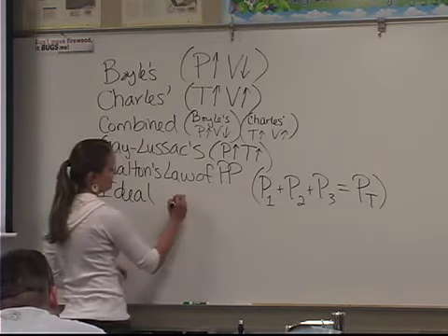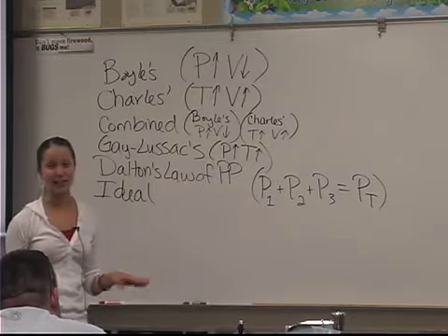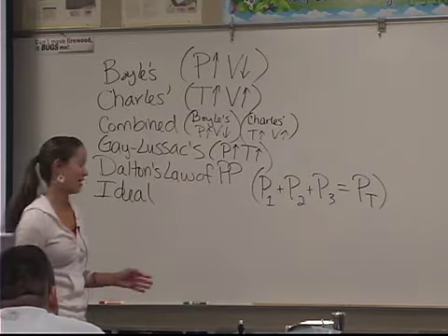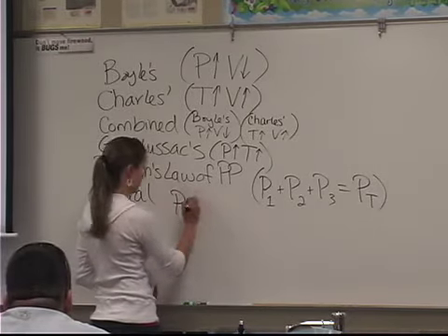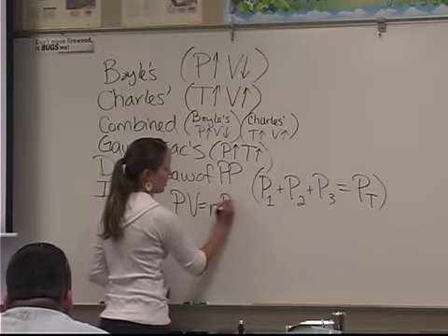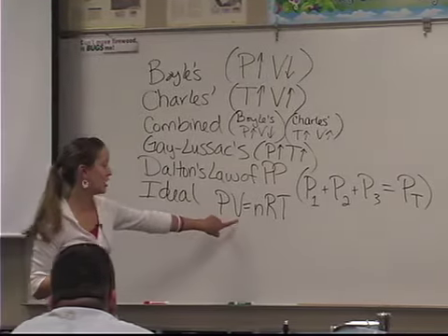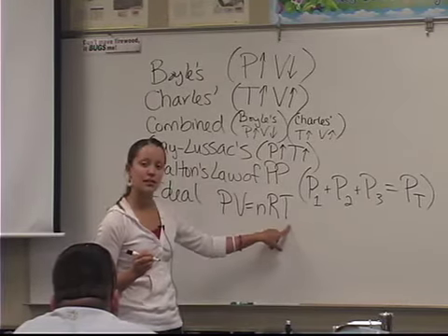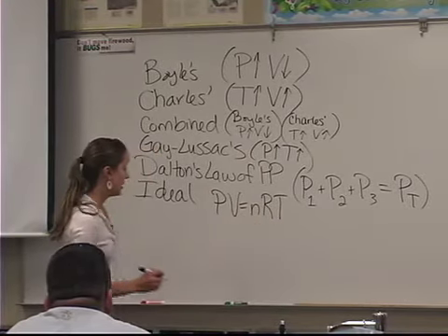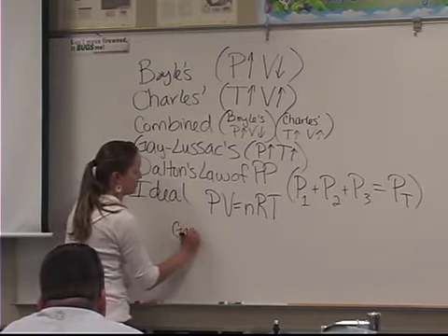Ideal gas law, the way I was taught it is to remember pervert nert. I don't know, that just made sense to me and stuck. PV equals nRT. P is what? Pressure, V is volume, T is temperature. R is always the gas law constant.